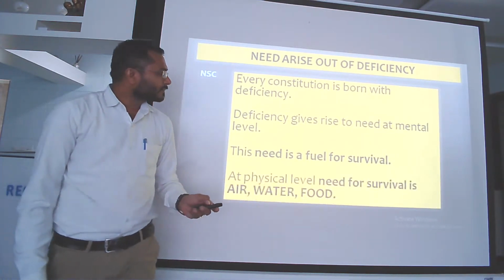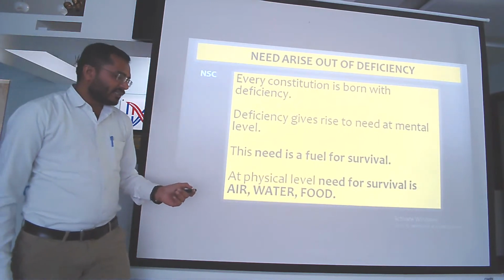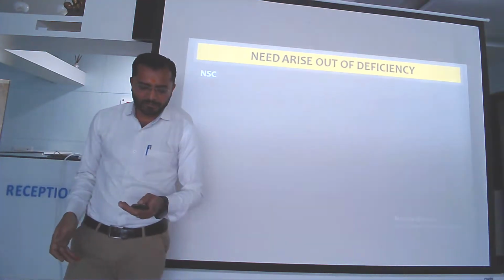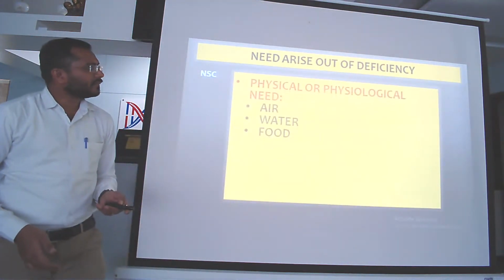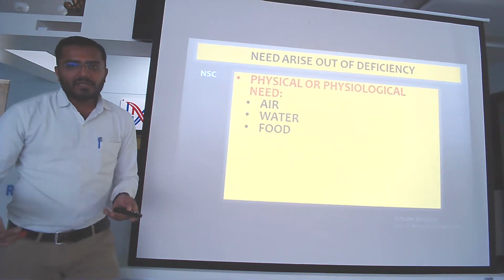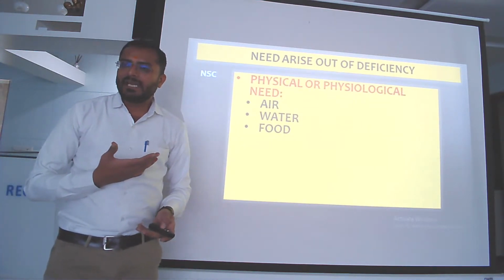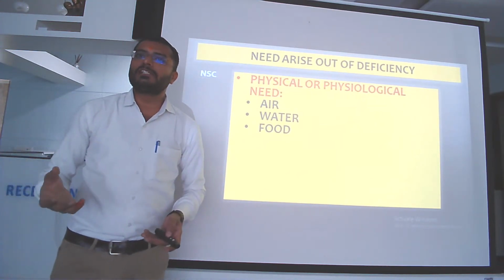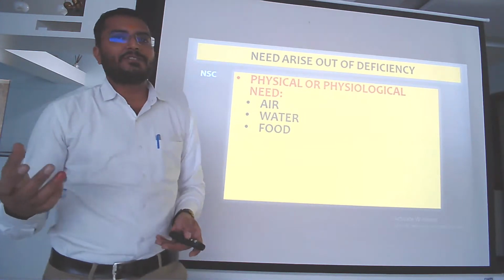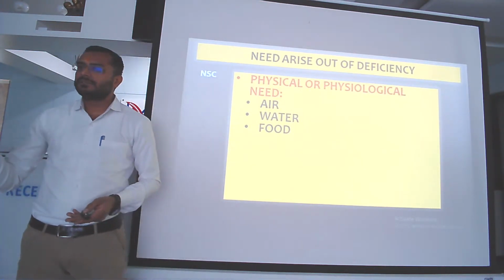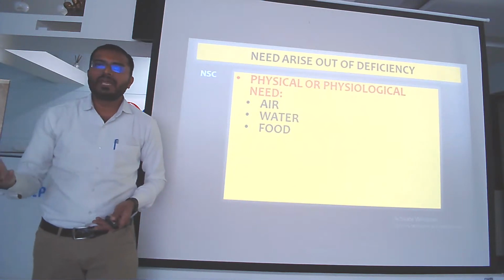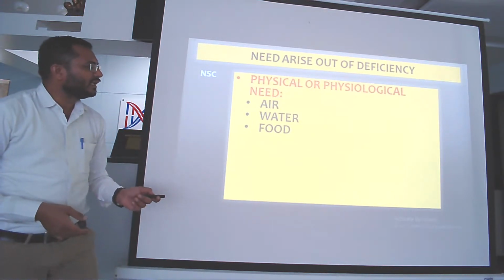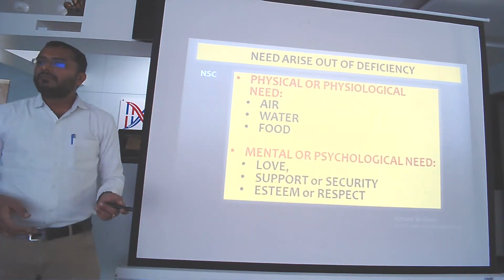Okay, so at the physical level, for survival we need air, water, and food. When we are born, we need these physical things, air. If we cannot breathe, can we survive? We have cases of asphyxia neonatorum, where the need of air was compromised. So this is the basic physical need, and this was a basic mental need.